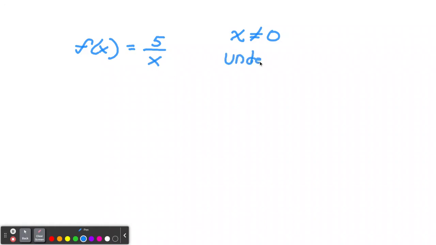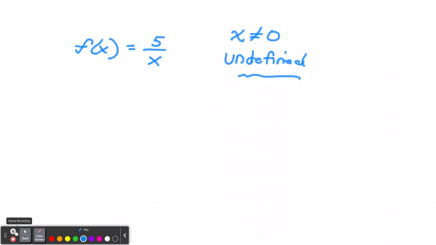And let's just start right away. We'll have f of x, and we'll say f of x equals 5 over x. We'll start with this simple one. And we know that x cannot be 0. This you should know already, because anytime you have 0 in the denominator, it's undefined. So just remember that.